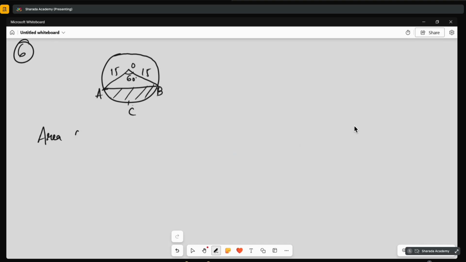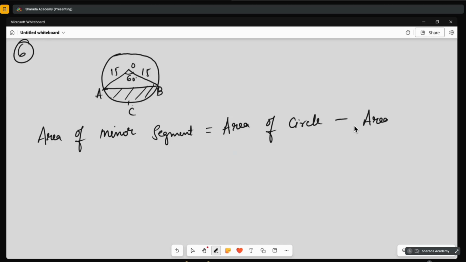Area of minor segment. That is equal to area of circle minus area of the triangle. Okay. Sorry, area of segment, no? Area of sector. Wait. Area of the sector minus area of the triangle.